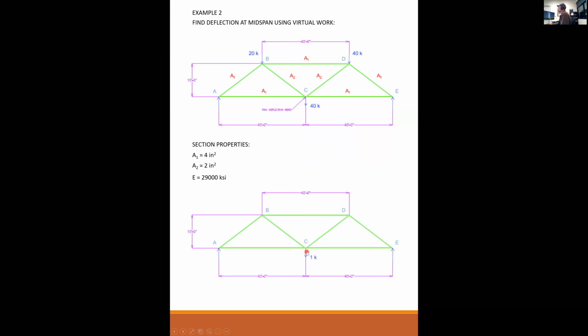Okay, so we want the deflection at node C. So the procedure is you put a 1 kip load in the direction that you want to find the deflection, at the node that you want to find the deflection. So if you want to find the vertical deflection at C, you put a 1 kip load going down. If node C actually bounced up instead of down, then you would just get a negative result for your deflection. If you wanted to find horizontal deflection, say at D, then you put a 1 kip load going in the horizontal direction. Whatever deflection you're looking for, that's where you put the 1 kip load.